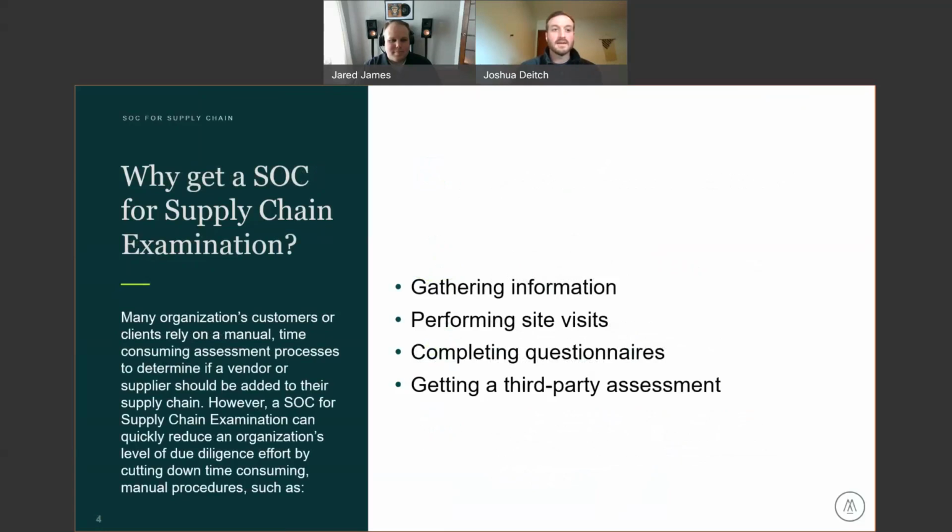And why one would get a SOC for supply chain examination. The primary benefits would really come down to the ability to reduce the due diligence effort, where you may be getting a lot of requests for gathering information, performing site visit audits, completing questionnaires, or having a third-party assessment. The SOC report does a lot of that, and it supplies a lot of that information to those vendors or customers that are requesting that type of information.